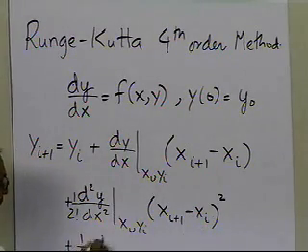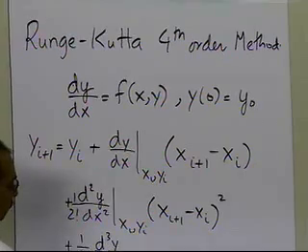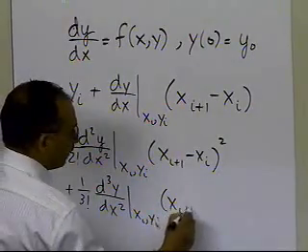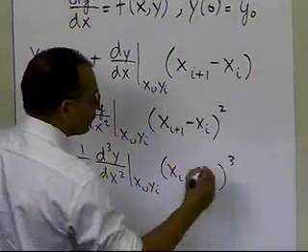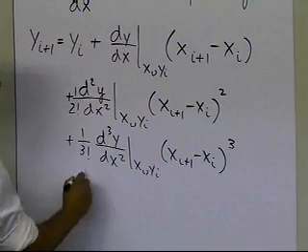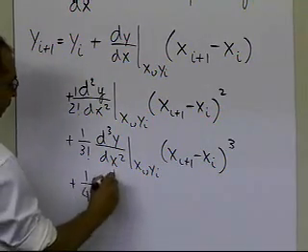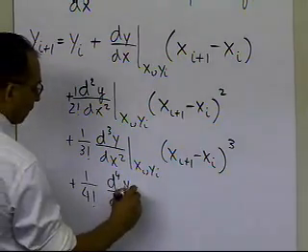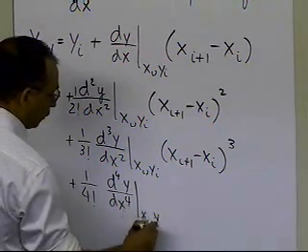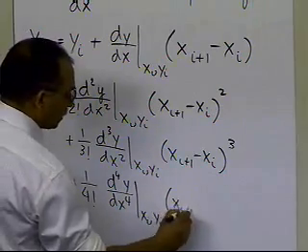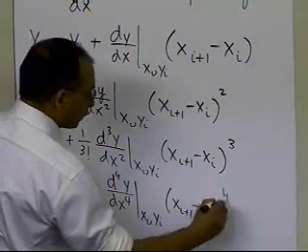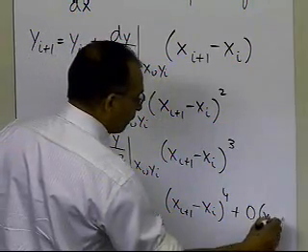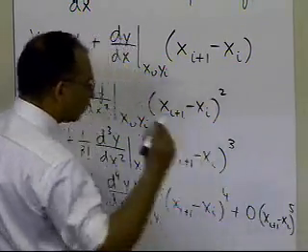You will have the third derivative term of y with respect to x, multiplied by the cube of the difference between the point where you are and where you want to go, and 1 by 4 factorial times the fourth derivative of y with respect to x calculated at the point x sub i, y sub i, times x sub i plus 1 minus x sub i whole to the power 4, plus order of (x sub i plus 1 minus x sub i) to the power 5 terms.